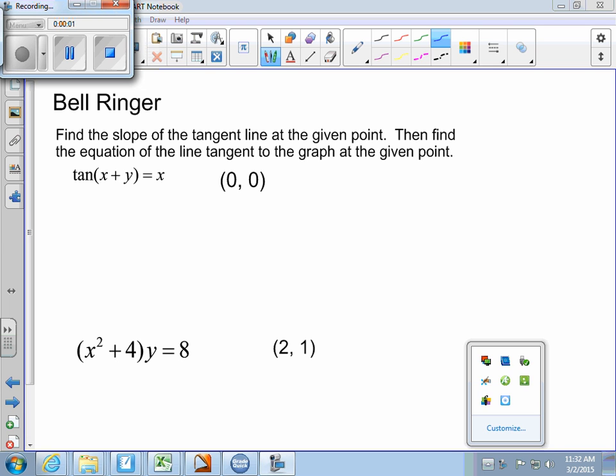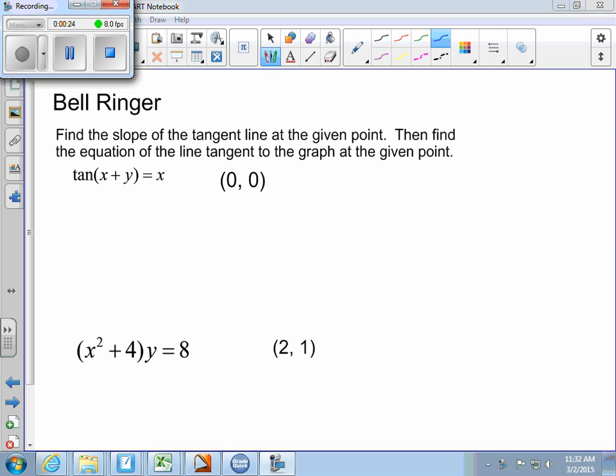This should help you with numbers 1 and 2 on your implicit homework. It says find the slope of the tangent line, then find the equation of the tangent line. To find the slope of the tangent line, I need to do a derivative. I don't want to solve for y, so that means I'm going to do an implicit derivative. Anytime you find yourself saying I don't want to solve for y, let's do an implicit derivative.